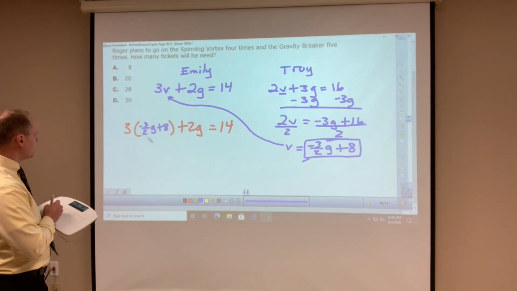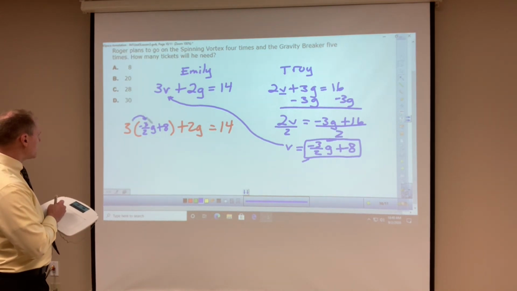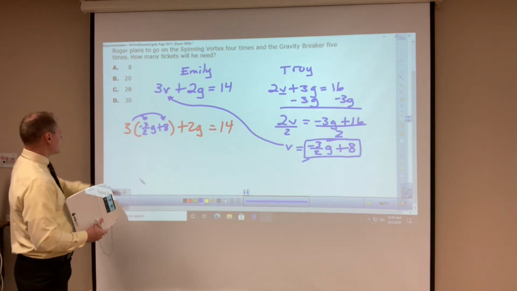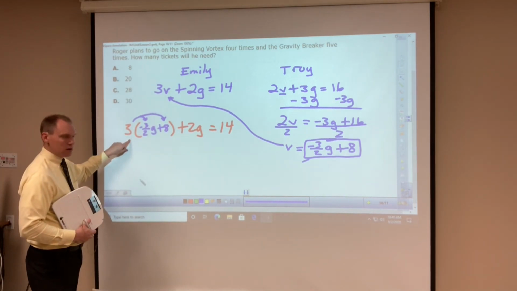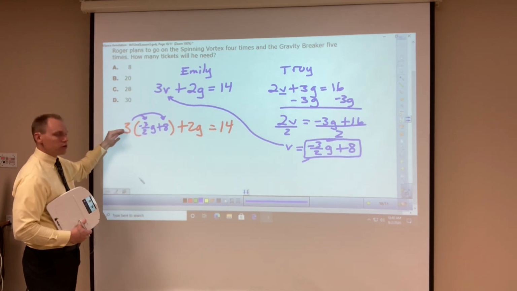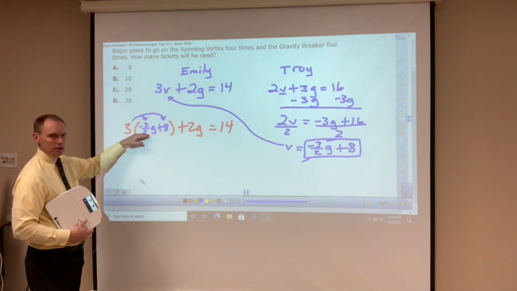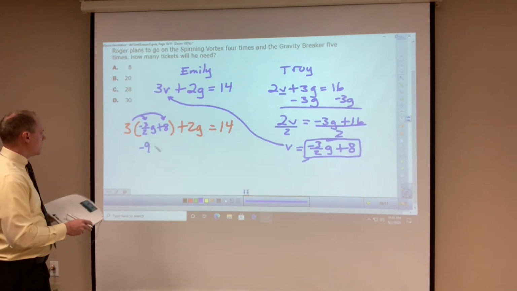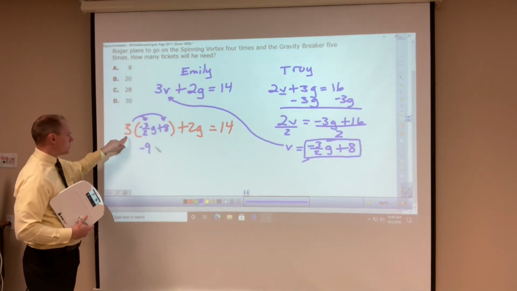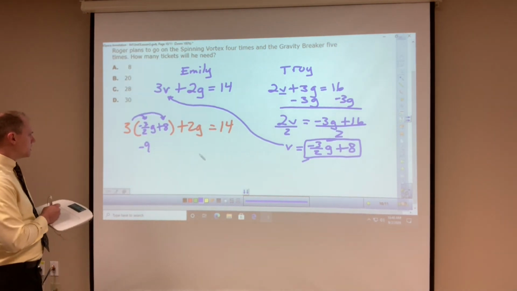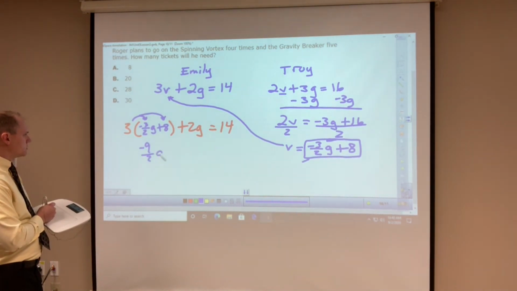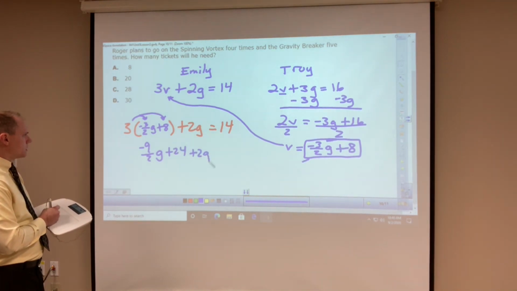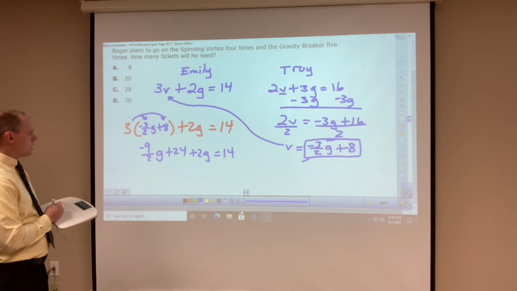Okay, so we multiply here. Let's see, 3 times negative 3 halves. So really this is 3 over 1 times negative 3 over 2. So we're going to multiply the numerators and multiply the denominators. So 3 times negative 3 is negative 9, and then the assumed 1 that's under here, 1 times 2 is just 2. So it'll be negative 9 halves G plus 3 times 8 is 24 plus 2G equals 14.